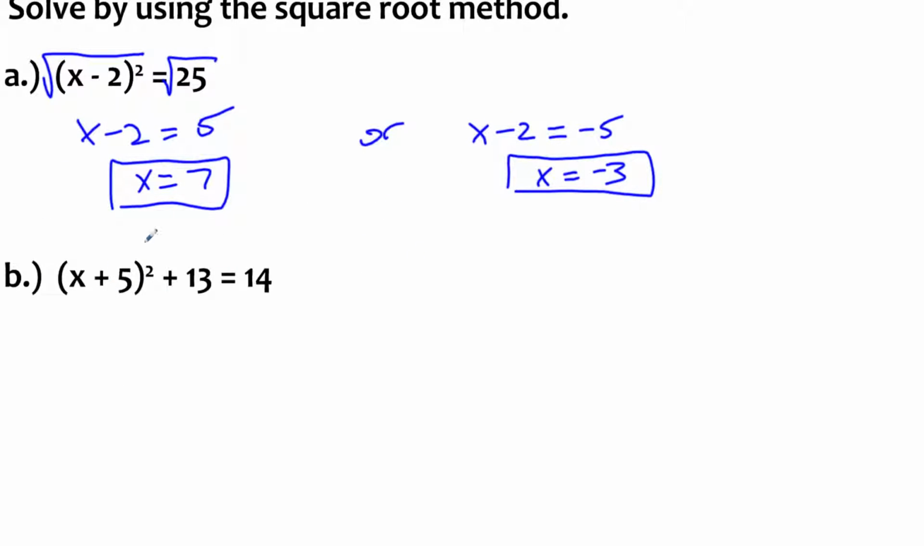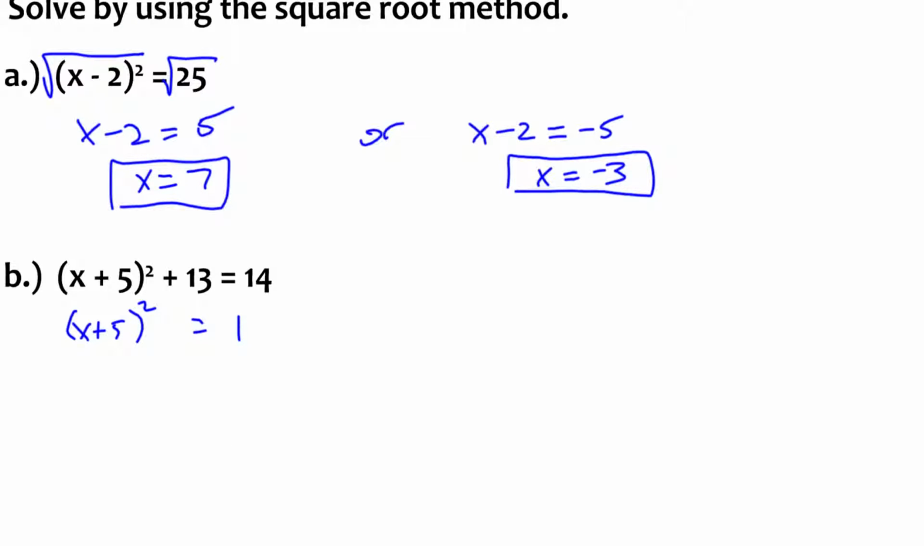So here I can't square root immediately because on the same side as the squared, I have this plus 13. So my first job is let's move that away from the squared. Again, think about it, if it was just x squared plus 13 equals 14, what would you do? I would subtract the 13 and square root. I'm going to do the same thing. Okay? So I'm going to leave the x plus 5 squared alone. Subtract this 13 over, it becomes 1.